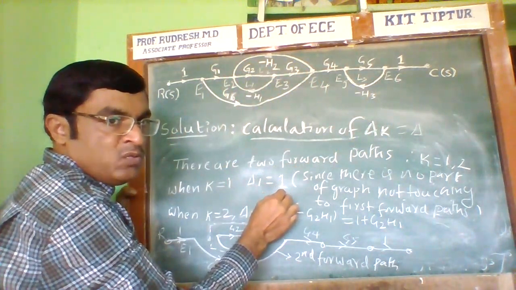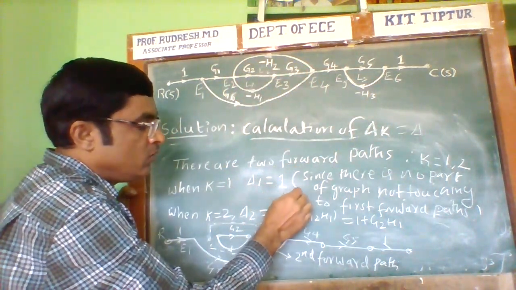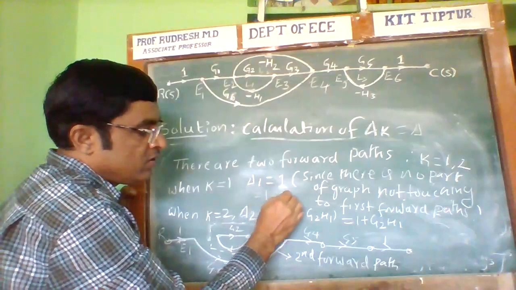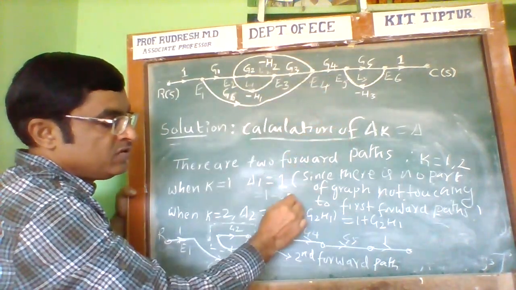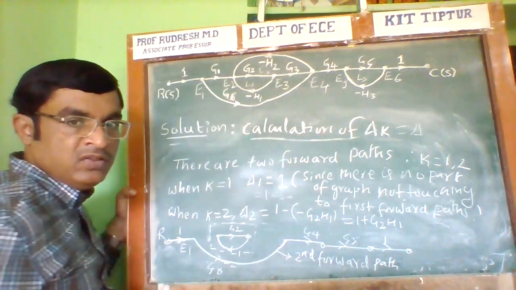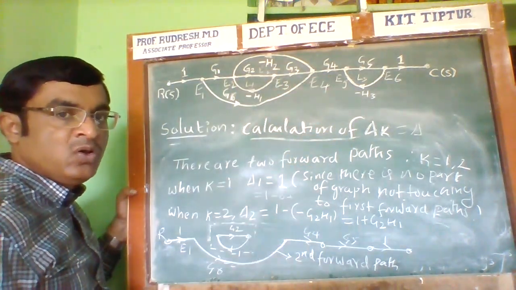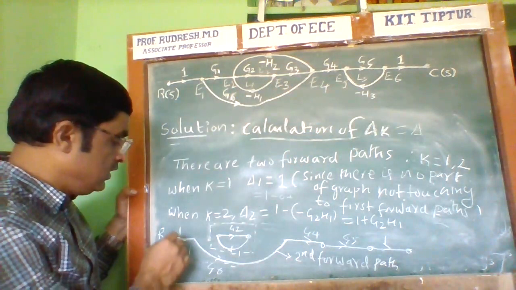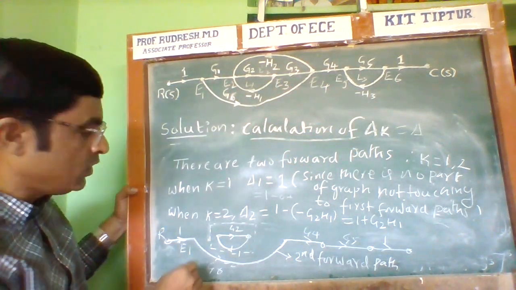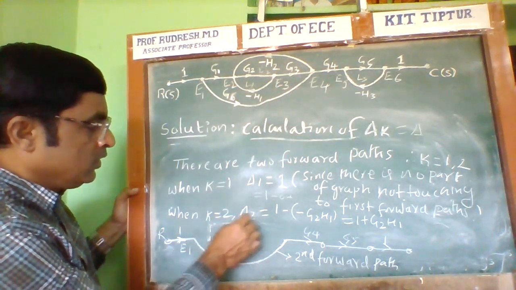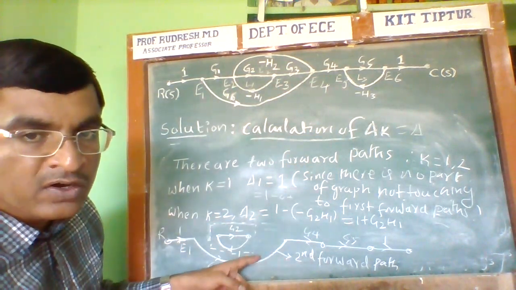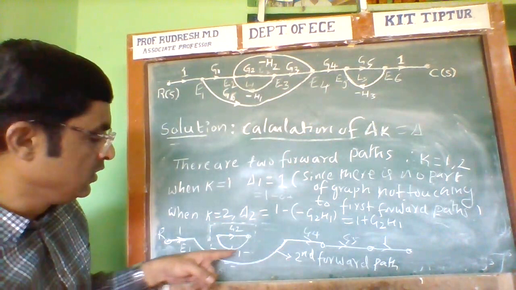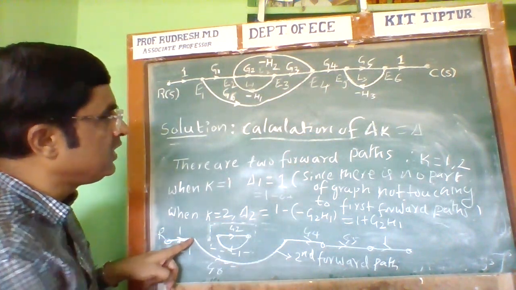What is the delta value? 1 minus the sum, 1 minus 0. Here the sum of individual loop gains is 0 and the other terms are 0. Therefore, we write delta 1 is equal to 1. Similarly, delta 2 can be calculated by considering the second forward path. Here, this is the second forward path.